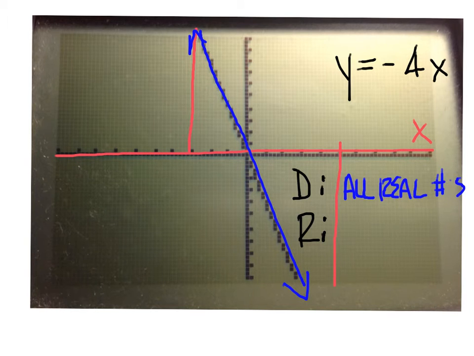for the domain. Any restrictions on the y? Are there any y values that are not included in this? Can I go on forever on the y-axis and then go left or right and still intersect this graph, no matter where it's at? So that would be all real numbers.